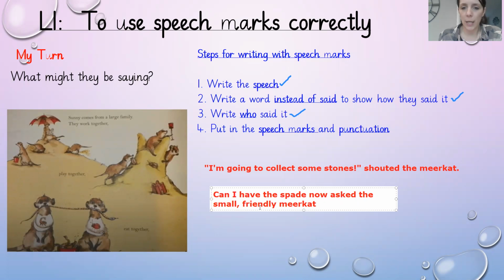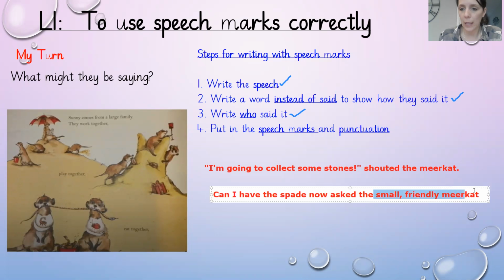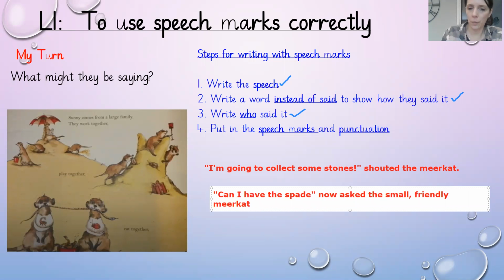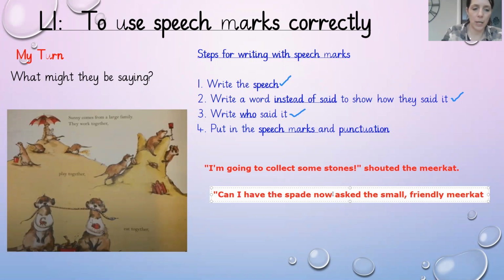Okay, so I've said who said it, and I've used, to challenge myself, an expanded noun phrase there, small, friendly meerkat. So the next thing I need to do is put the speech marks and punctuation in. So what did he actually say? Can I have the spade now? That's what he said. So we open the speech there and we close the speech here. Oh, nearly made a marvellous mistake there.